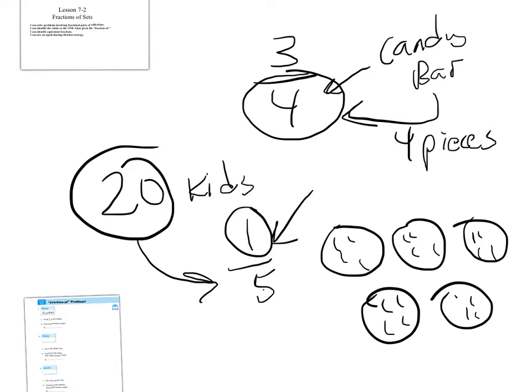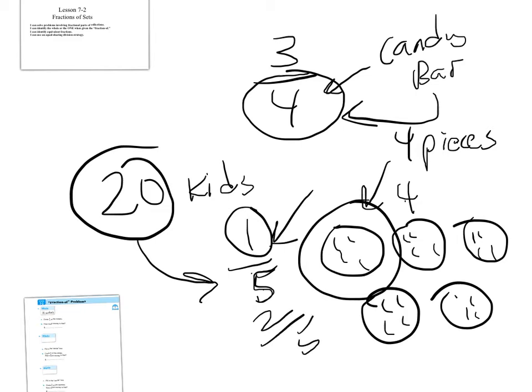Okay, so 1/5, one of the 5 groups, has how many in it? Hopefully you know it's 4. So 1/5 would equal 4. If I had 2/5 of 20, it would equal 8 because there's 4 in each of the fifths. Hopefully that's not too confusing for you. But let me clear off the board here. I'll start that over for you.